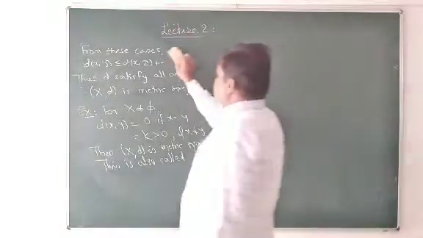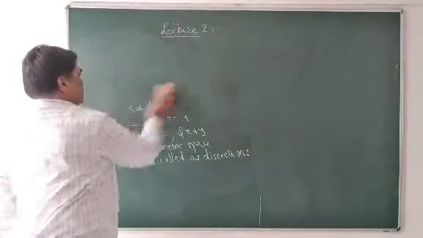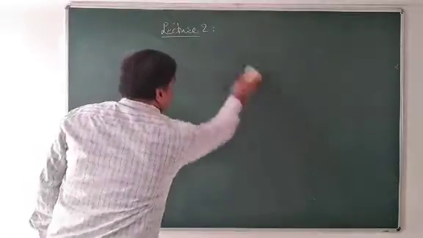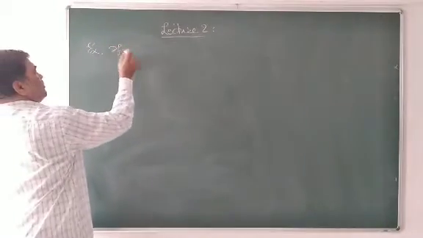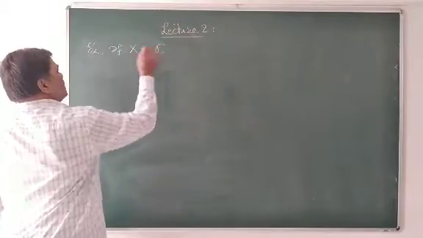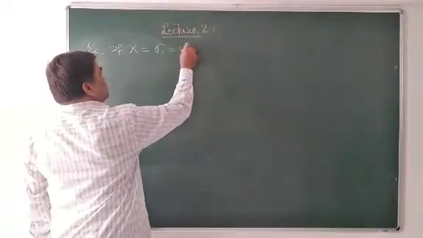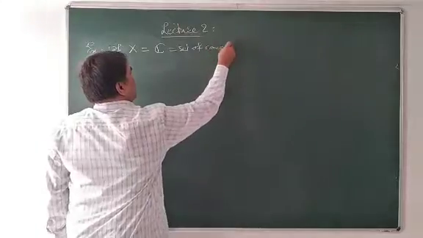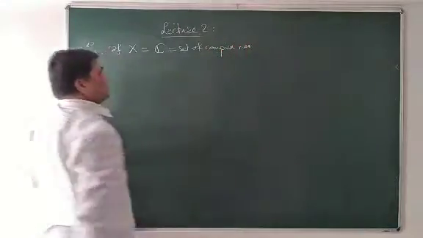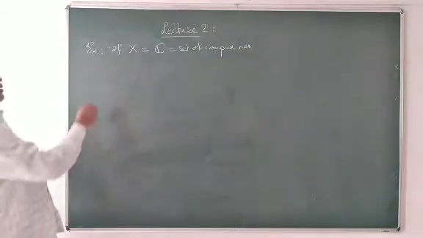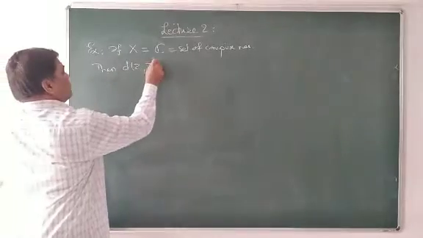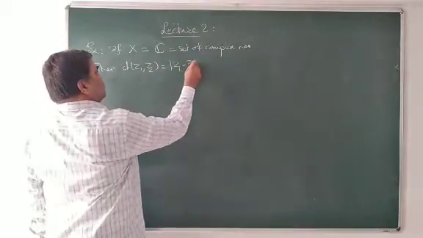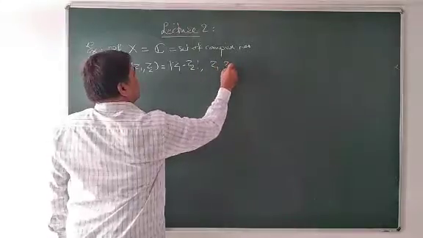Now here we have taken examples on set of real numbers. What about the complex number sets? If X is equal to the set of complex numbers, then d of z1, z2 is equal to mod of z1 minus z2, where z1 and z2 are complex numbers.